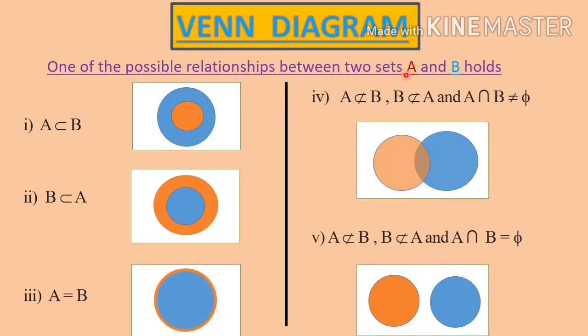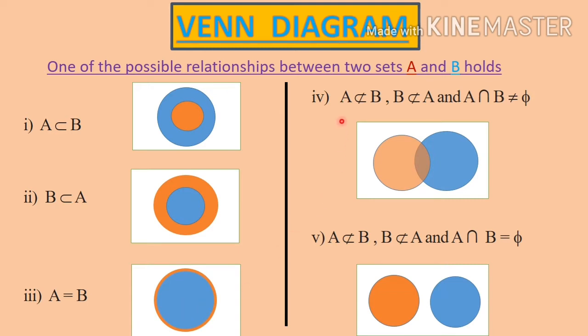Suppose now we have two sets A and B. Suppose we describe the set A by red color and set B by blue color. Then A being a subset of B can be shown by this diagram. Set A will be in the interior of set B. If B is the subset of A, then set B will be in the interior of set A. If A and B are same, then the two sets will match with each other.